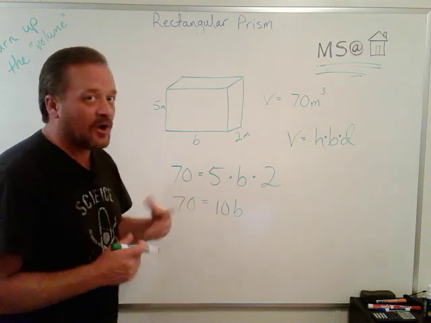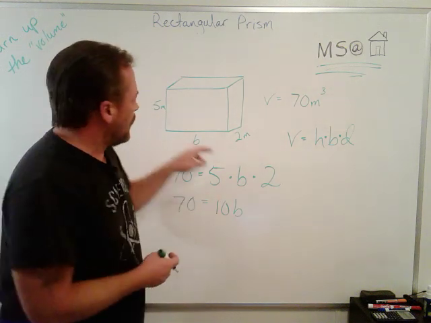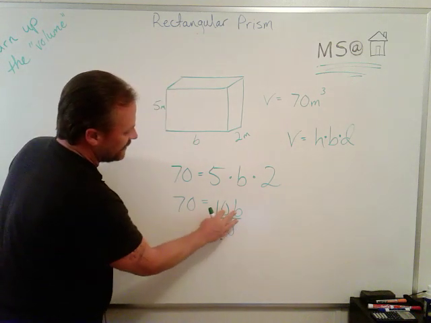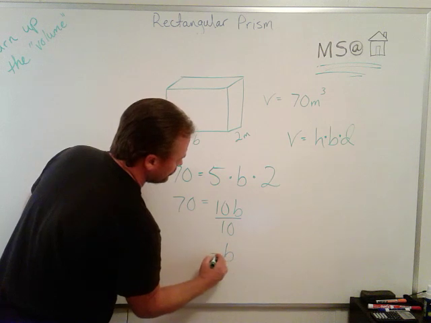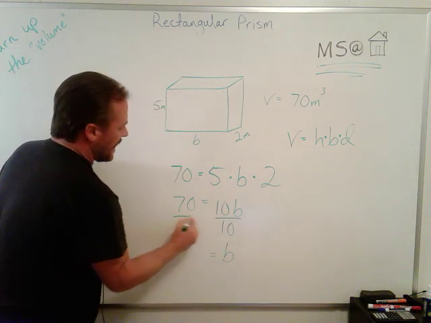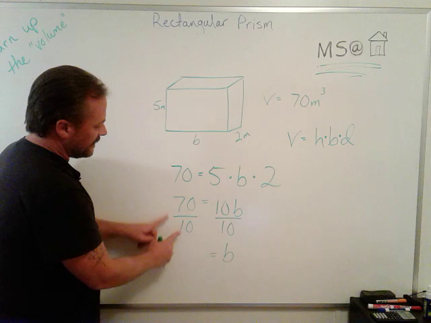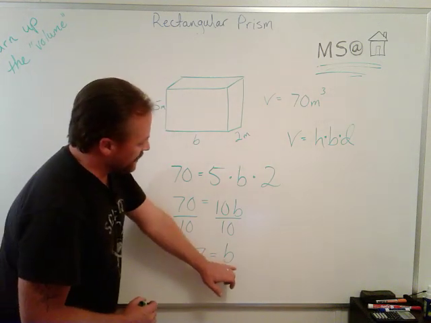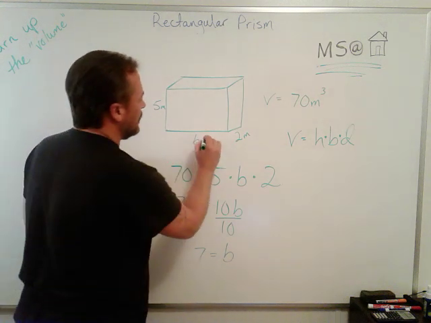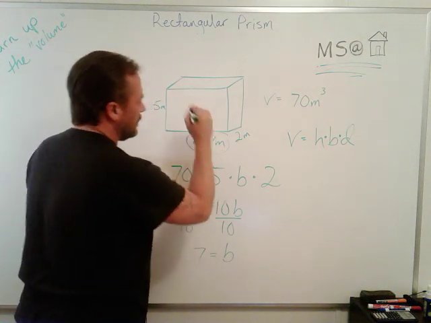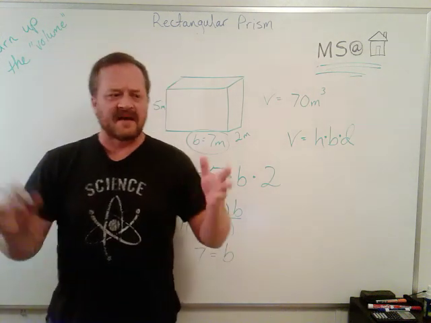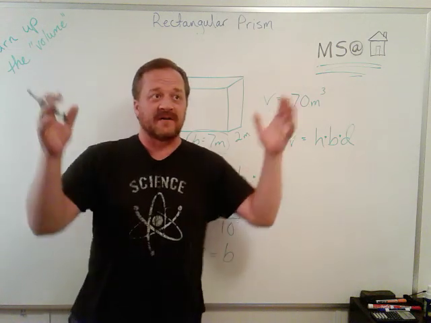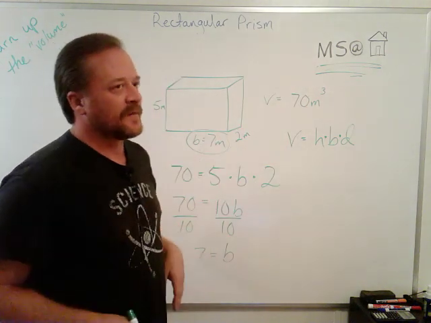I want that B to be alone because I want to know what is the value of B. So I'm going to divide by 10 because that will leave me with 1B, right? And if I do it to this side, I have to do it to this side. 70 divided by 10 is 7. So this tells me that B is 7 meters. And that's going to help me not make a big mess and maybe even do a little bit of planning before I start stacking all of these rectangular prisms, all these very large boxes against a wall or something.